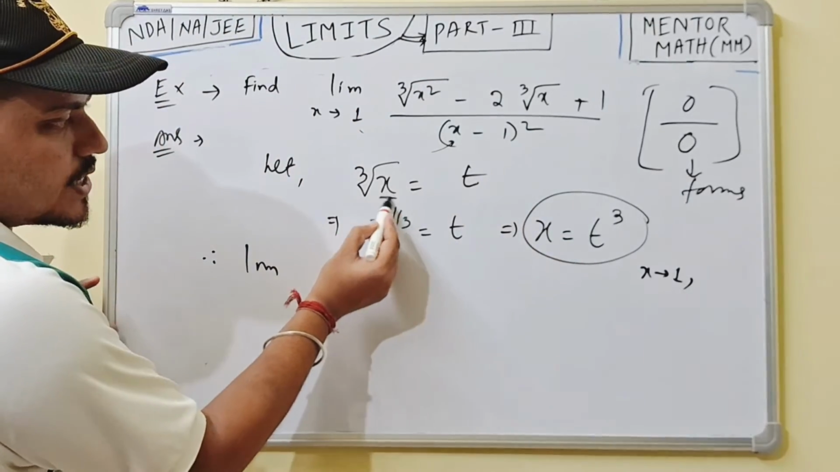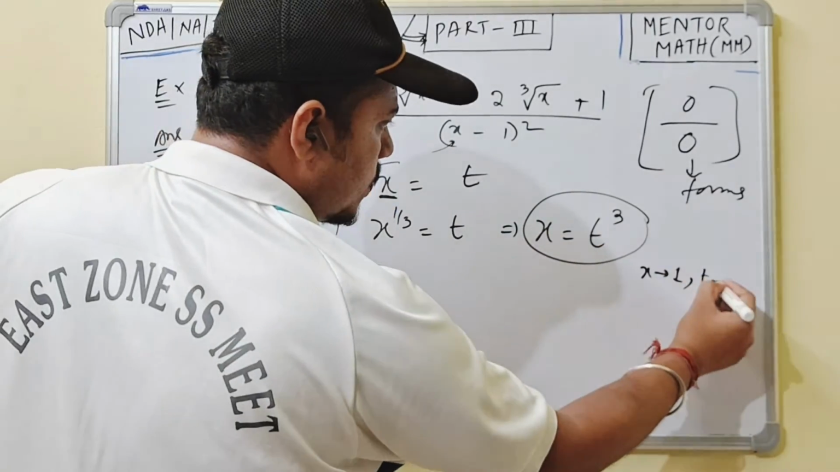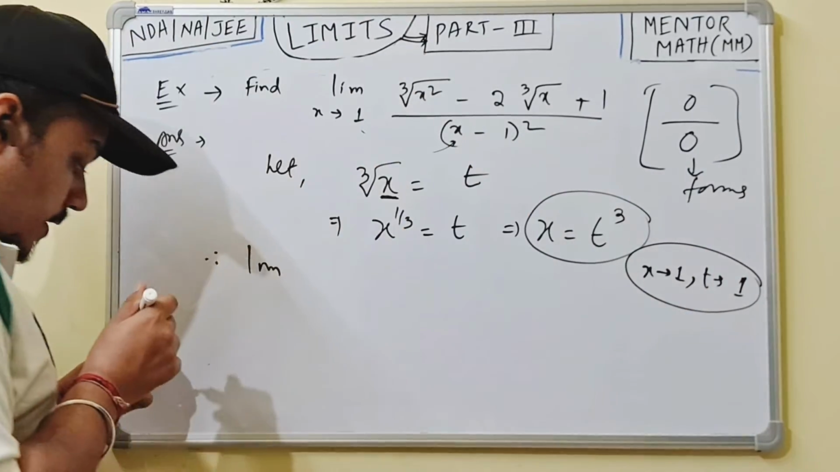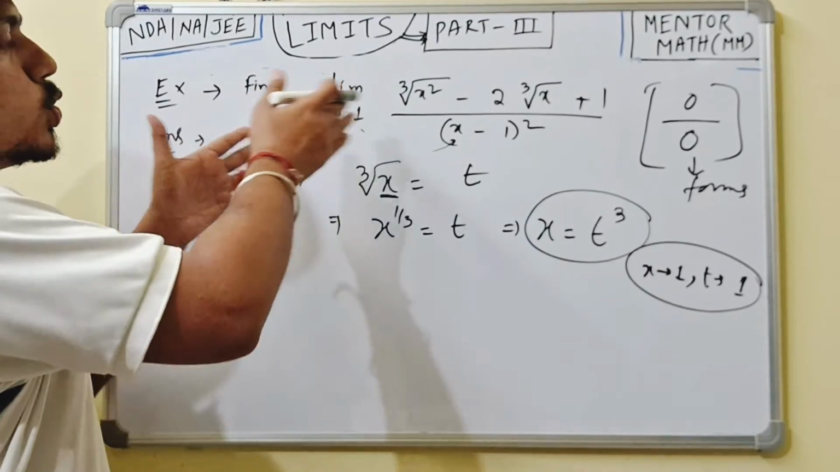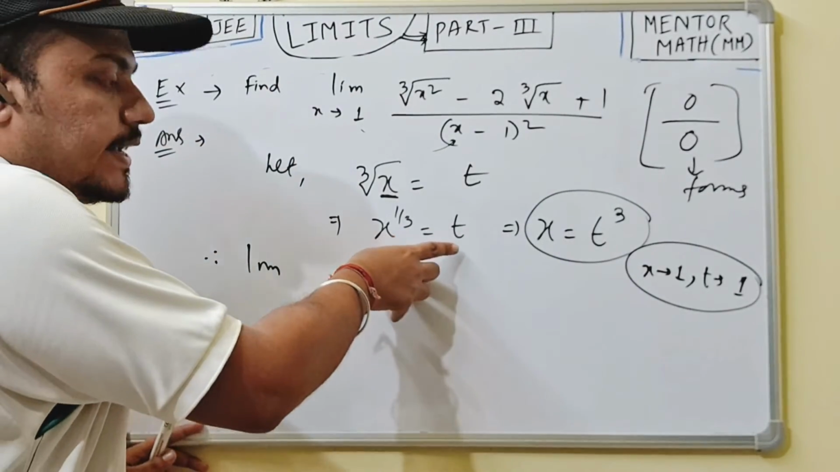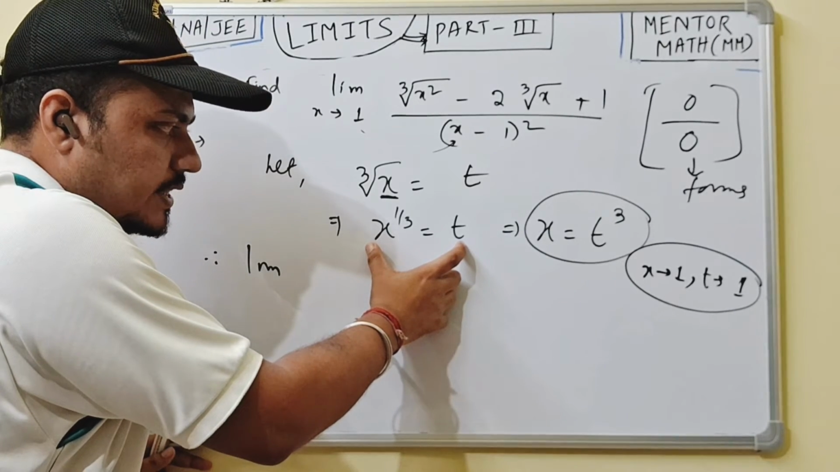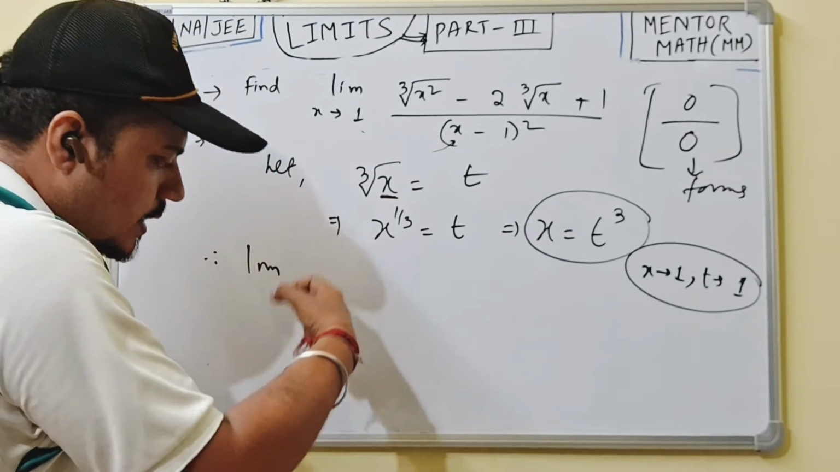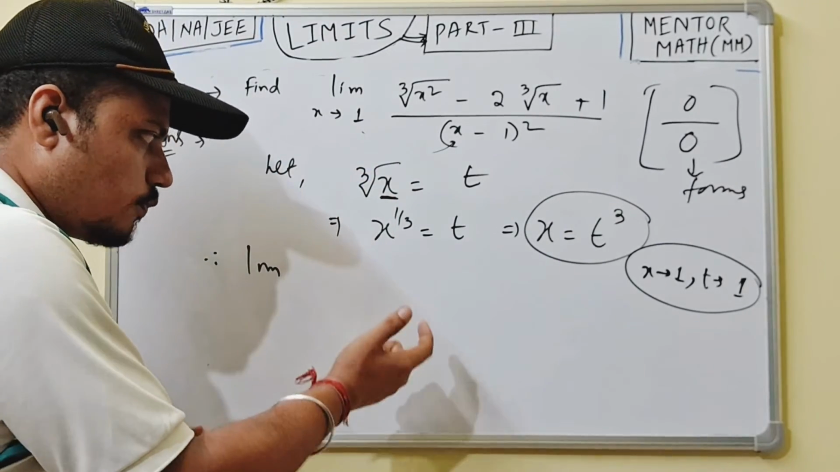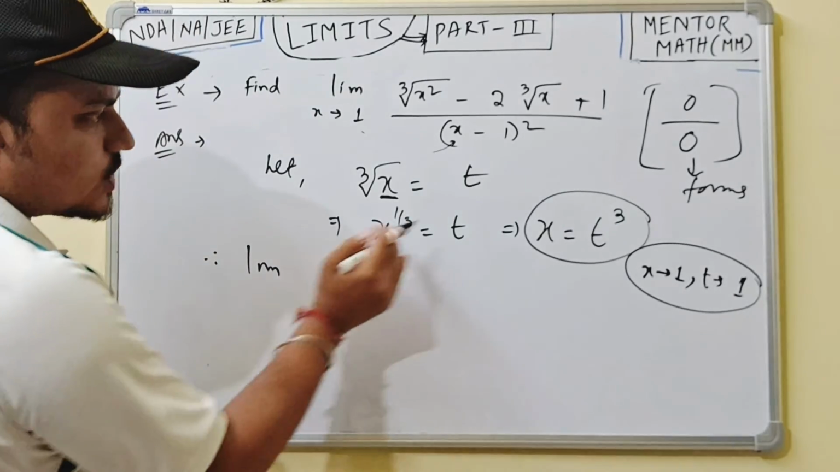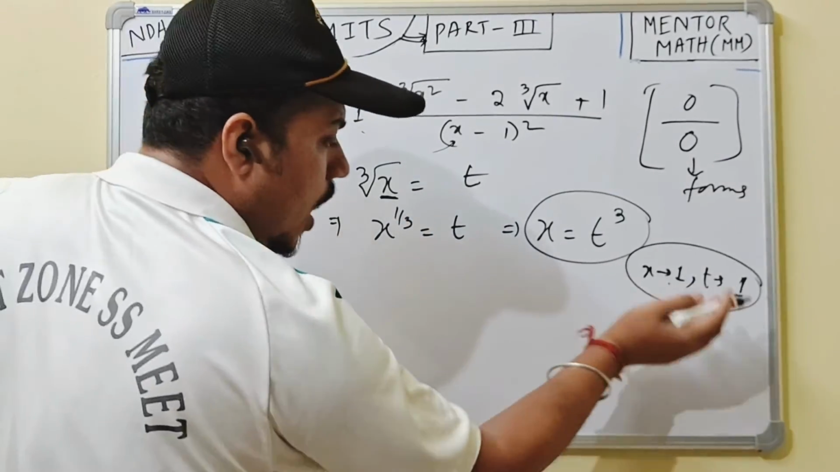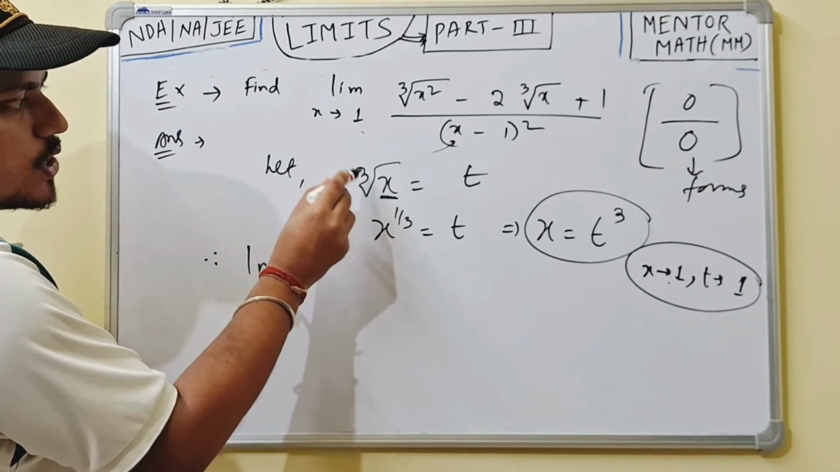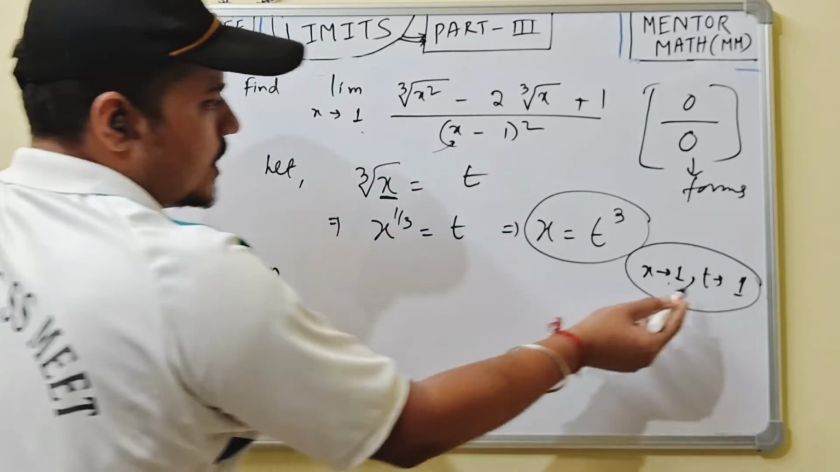clearly if you substitute x by 1, cube root of 1 is also 1, so t goes to 1. You have to think very carefully: whenever x goes to 1, you have to change the limiting value for t, because you took x to the power 1 by 3 equal to t. Since the variable is changed to t, you also have to convert the limit into t form. How did we get this value? Just substitute x by 1, cube root of 1 is 1, so t goes to 1.